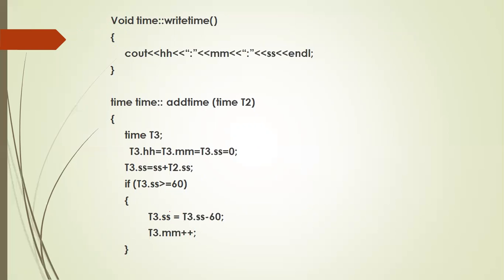So here, throughout this function, with respect to T2 and T3, in order to access any member data, the dot operator is a must. Whereas to access the member data for T1, the dot operator is not required. So wherever I write only hh, mm, ss, that is for T1. Whereas for T2 and T3, I have to use the dot operator. So T3.hh equal to T3.mm equal to T3.ss equal to 0. So hour, minutes, and seconds of the third time I will reinitialize to 0.